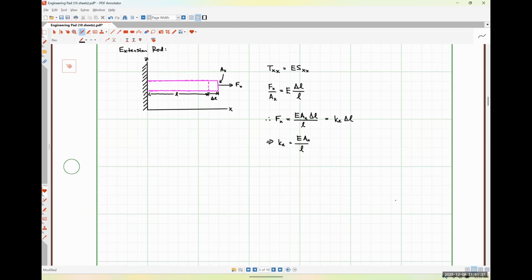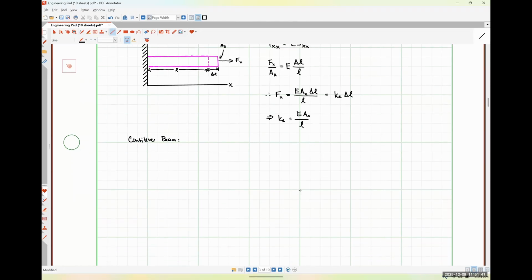So the next one that I want to talk about is a cantilever beam. Once again, establishing my coordinate system.